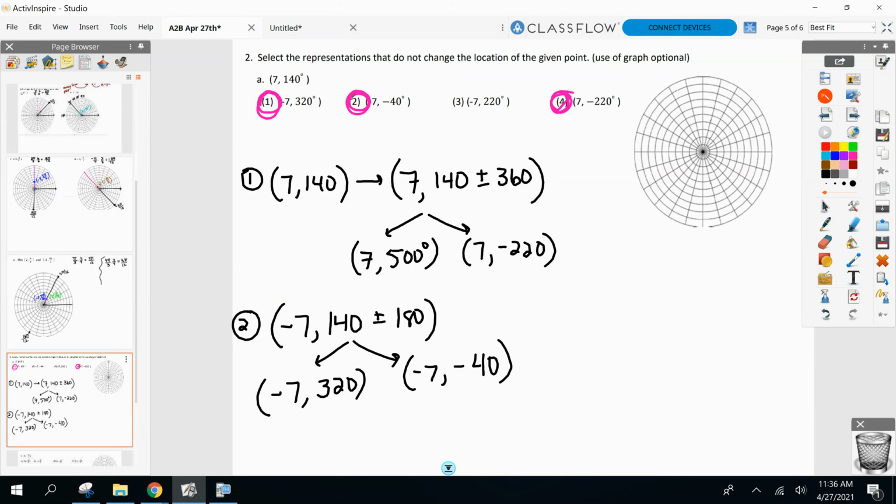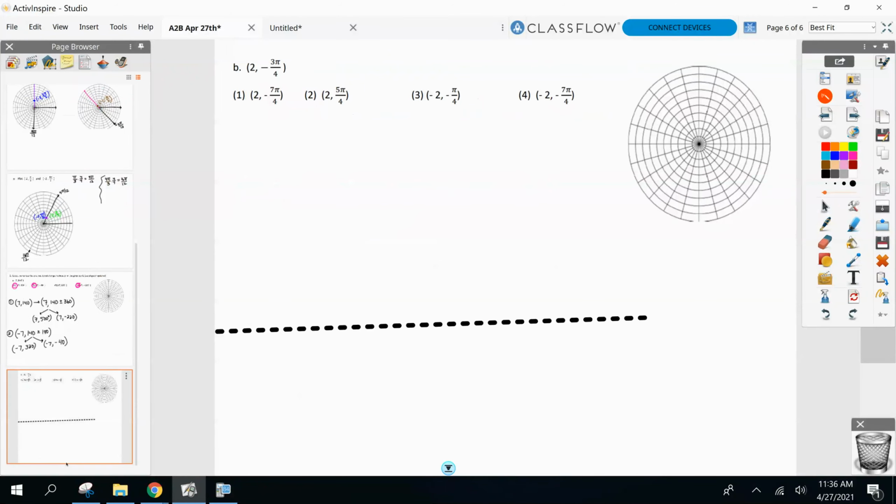Last thing, this was in degrees. How do I do it in radians? That's the last thing we've got to do. Same exact thing, but now we're going to do it in radians. So 2, negative 3 pi over 4. Give me different points for the same location.